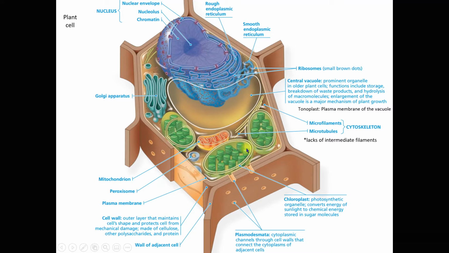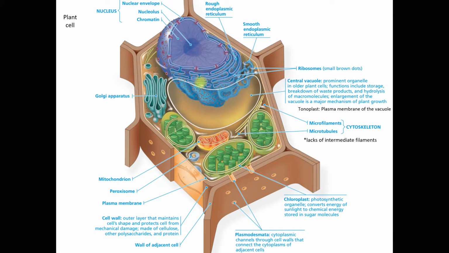When it comes to the structure of the organelles, plant cells have mitochondria, right? And then peroxisome, very similar with the animal cell, right? The peroxisome. And then they also have the Golgi apparatus. They have the nucleus, right? With the nuclear membrane, with the nucleolus, and things like that.